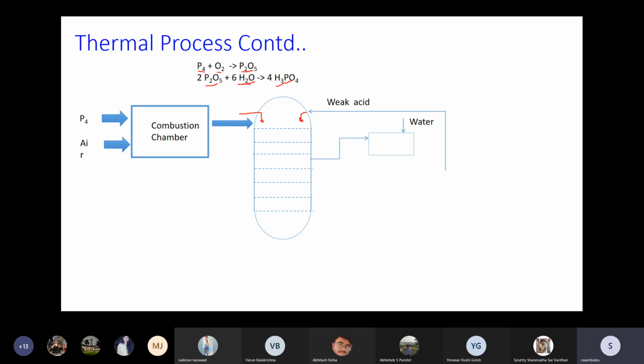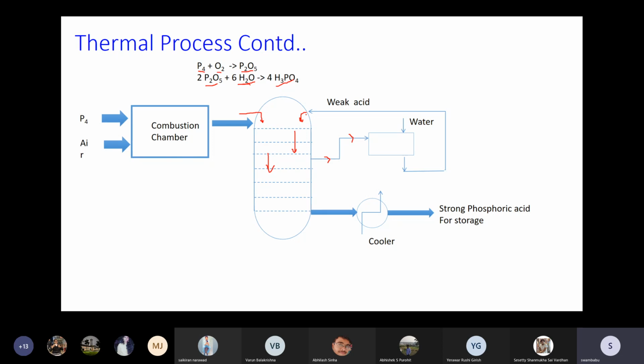P2O5 gases are coming, and the weak acid is coming, and as both travel, the reaction of P2O5 with water, that is absorption, takes place, and acid is produced at the intermediate streams. At the intermediate streams, the acid is taken and diluted with water and used as a solvent, because that enhances the absorption capacity.